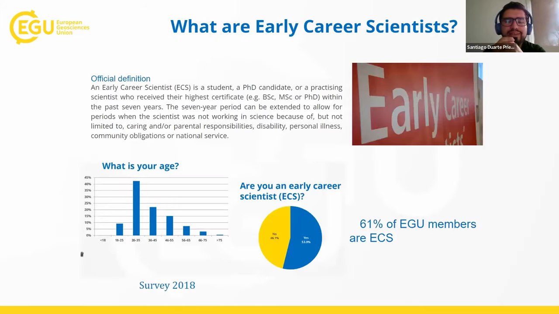Now, what are early career scientists? Maybe you have seen this with the abbreviation ECS. In general, EGU defines the early career scientist as a student, PhD or master's student, or a practicing scientist who has received their highest certificate, their highest title, within the last 7 years. And these early career scientists represent around 61% of EGU members, so it's an important sector of the participants and members of the EGU, in the General Assembly and in other activities beyond this.